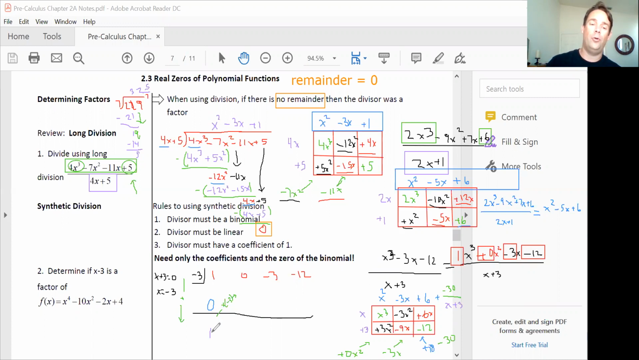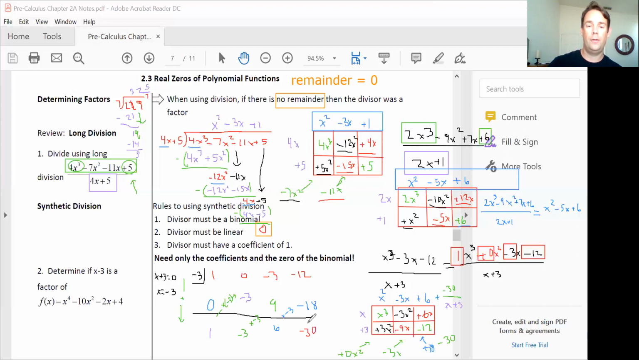And then I multiply by the box going up. So 1 times negative 3 is negative 3. I'm going to add going down. 0 plus negative 3 is negative 3. And then I'm going to multiply by the box going up. So negative 3 times negative 3, that would be a positive 9. I'm going to add going down. So negative 3 plus 9 is 6. And then I'm going to multiply by the box going up. 6 times negative 3, I get a negative 18. And I add going down, get my negative 30.